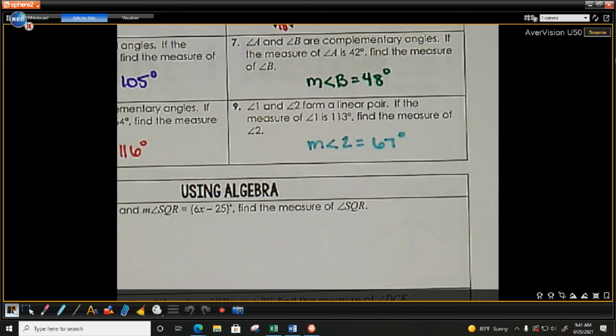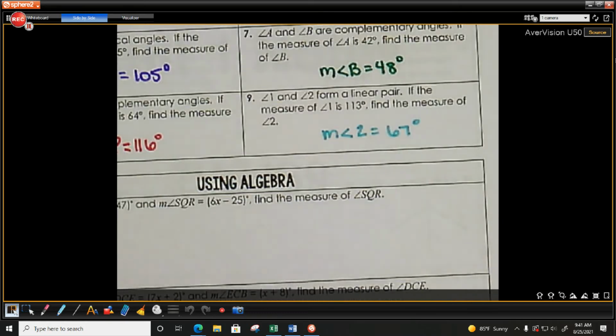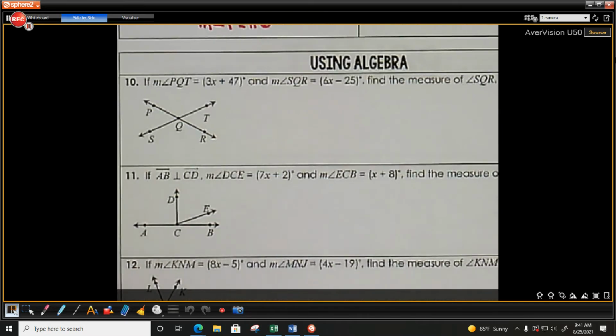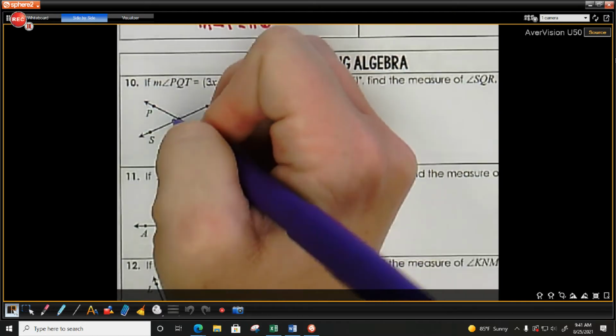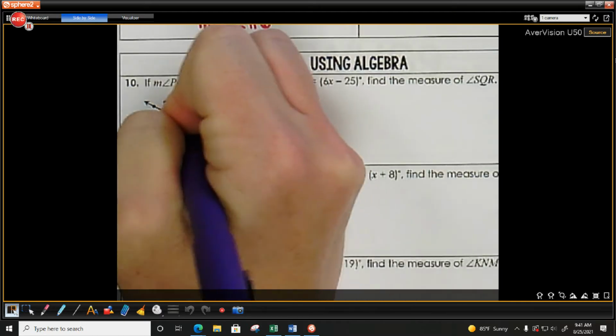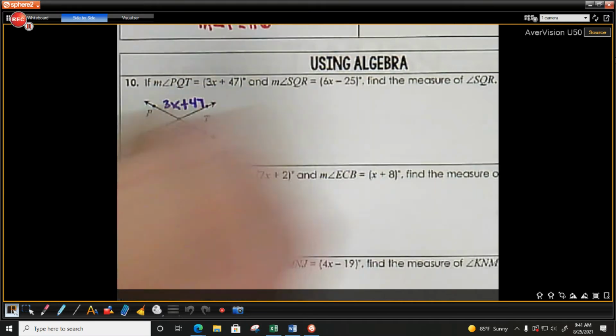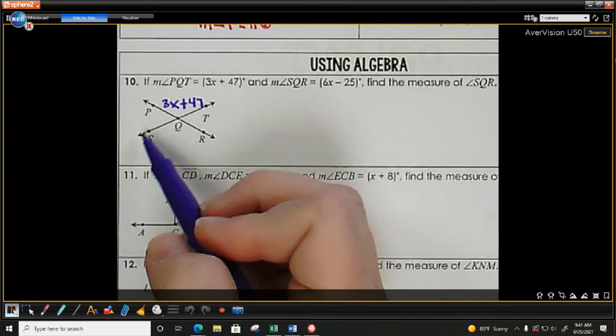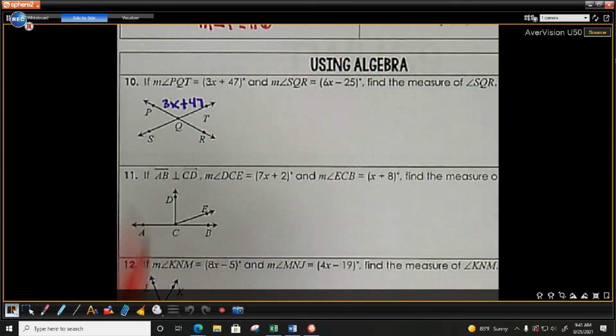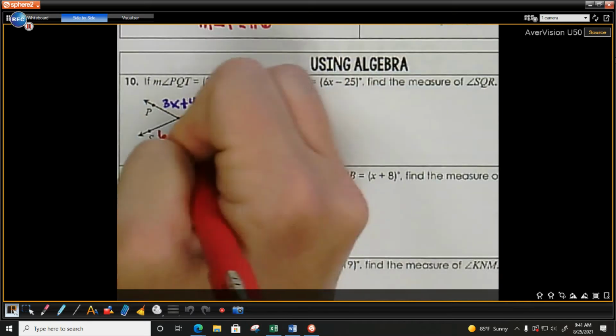Okay. So now we're going to use algebra. We're going to have x's, and we're going to have to calculate what x is. Just like we did last class, label what you are given. Angle PQT is 3x plus 47. Angle SQR is 6x minus 25.